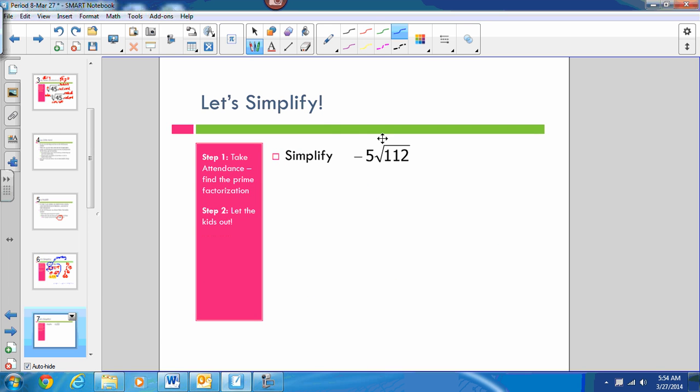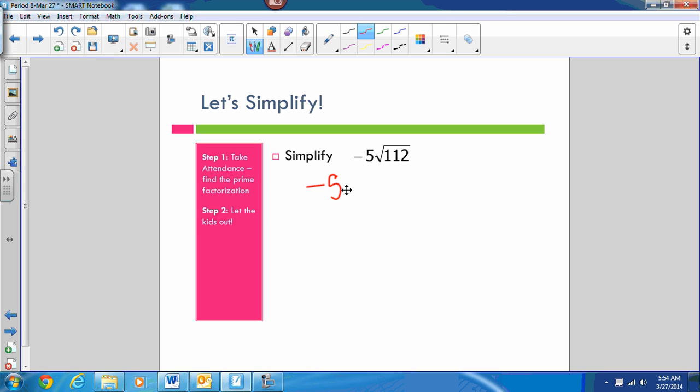Alright, now when I'm looking at this, I can rewrite this as -5 times the square root of 112. 5 is not the index. If it's the index, it has to be written really little. Also, remember, we're only dealing with an index of 2 or 3. What is the index of this 112? That's right, it's 2. So first thing I'm going to have to do is find the prime factorization of 112. So 112 is really 56 times 2.